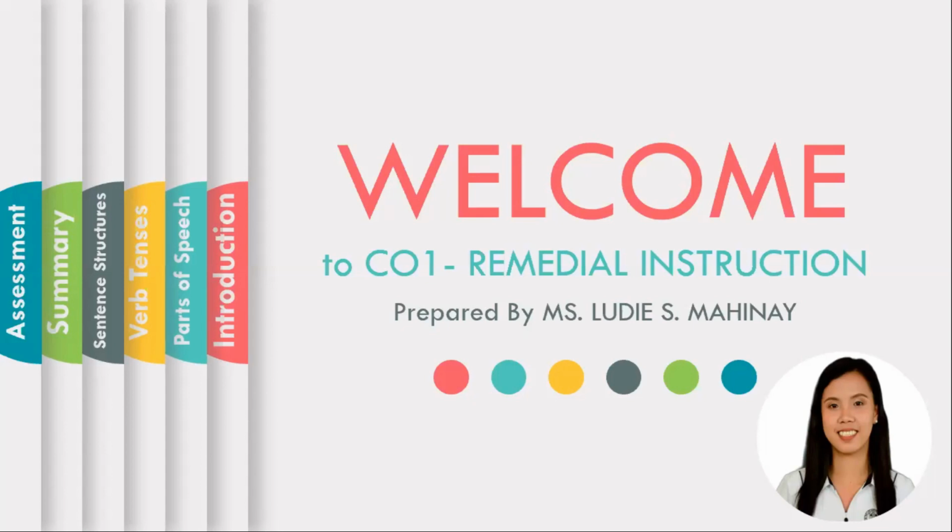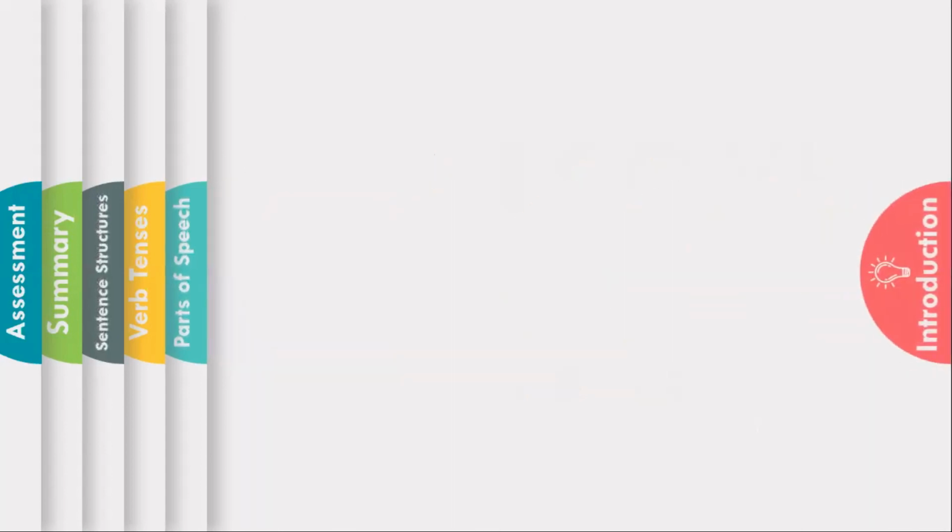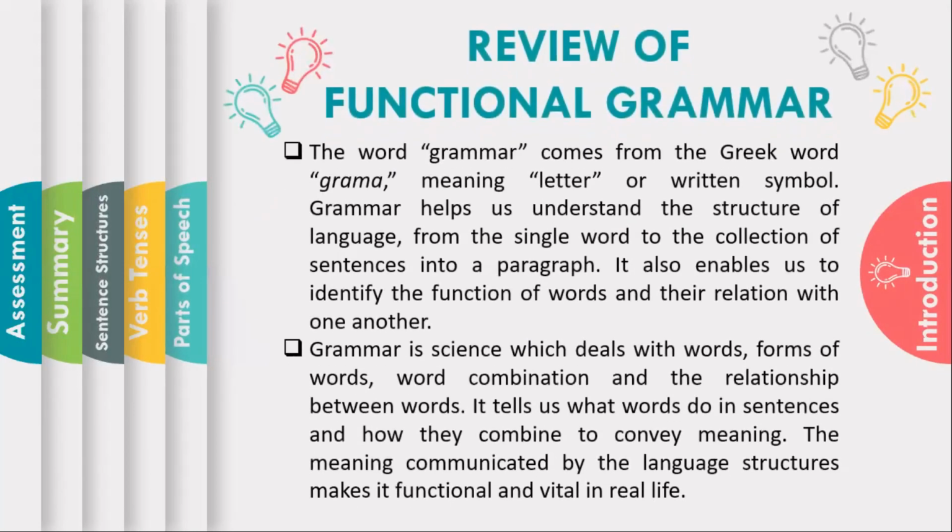Let's begin with its etymology and meaning. Do you know that the word grammar comes from the Greek word gramma, meaning letter or written symbol? Grammar helps us understand the structure of language from the single word to the collection of sentences into a paragraph. It also enables us to identify the function of words in their relation with one another.